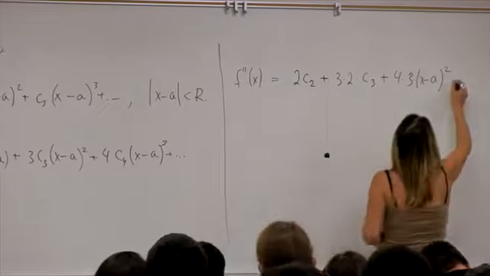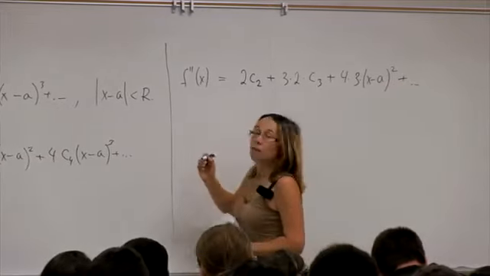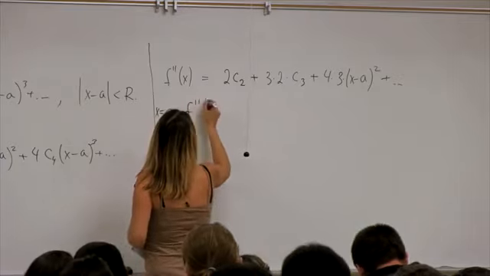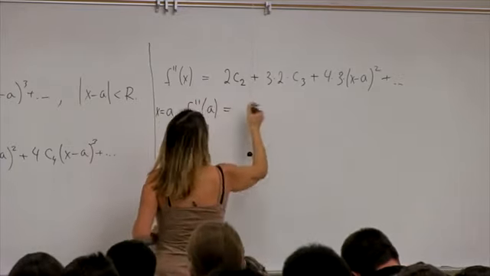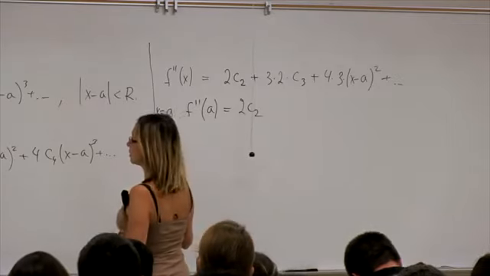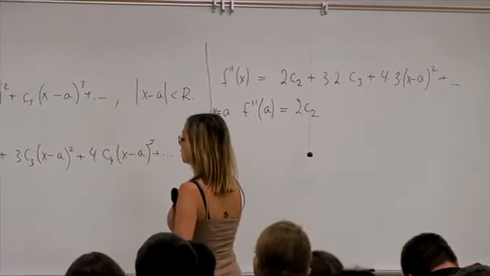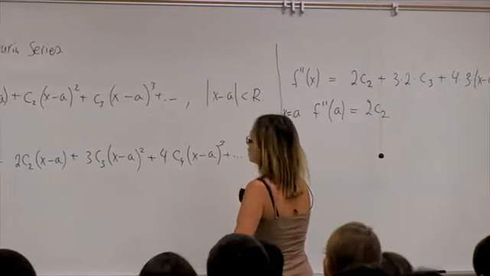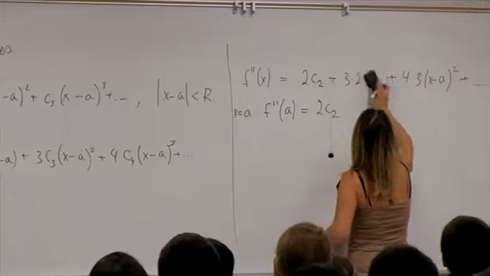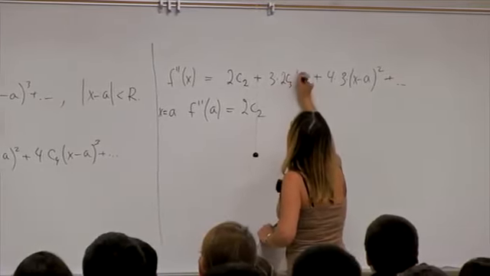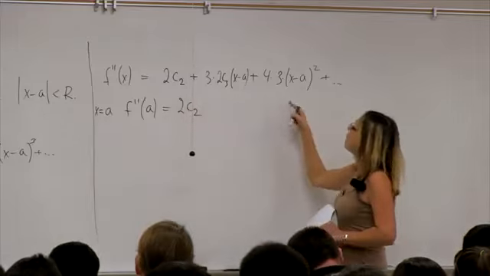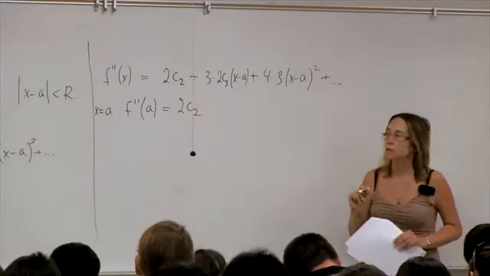Okay. Using the same procedure, take x equals a. What do I get? f double prime of a is equal to 2 c2. Oh, something is wrong. There should be an x minus a term after 2 times 3 c3. Yeah, c3 times (x minus a). Thank you. Okay, 2 c2, and the rest of the terms is 0.